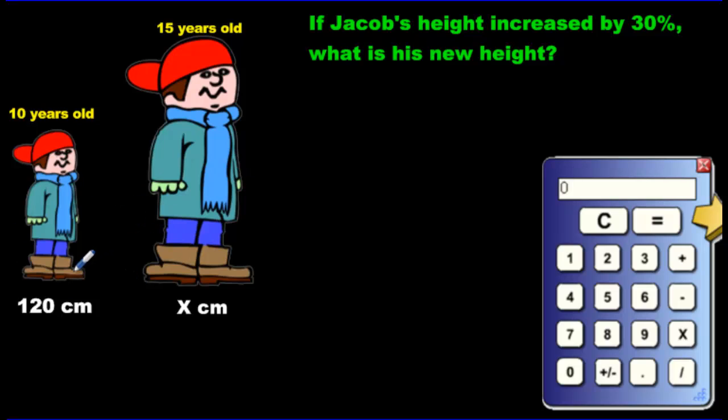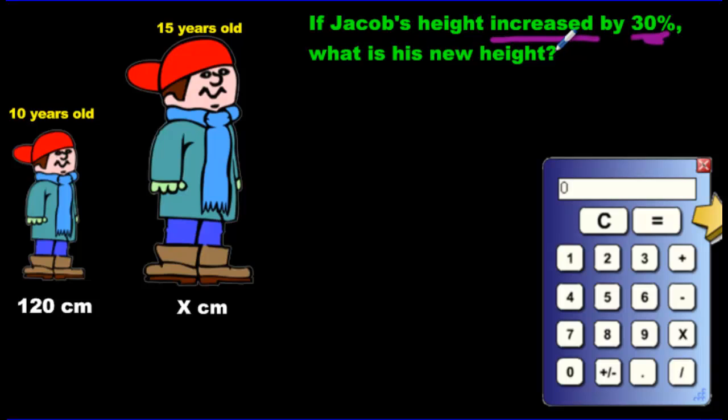Same boy. I think I use him another two times after this question. If Jacob's height increased by 30%, okay, so his height increased by 30%. What is his new height? Increase means we have to add. It's a markup. Think back to the shoe question. We marked it up. We're going to mark up his height now. So we need to figure out what 30% is. Remember, that's the first question you're going to ask yourself. What is 30% of this? Well, 30% of that's going to be decimal 0.30 multiplied by 120.